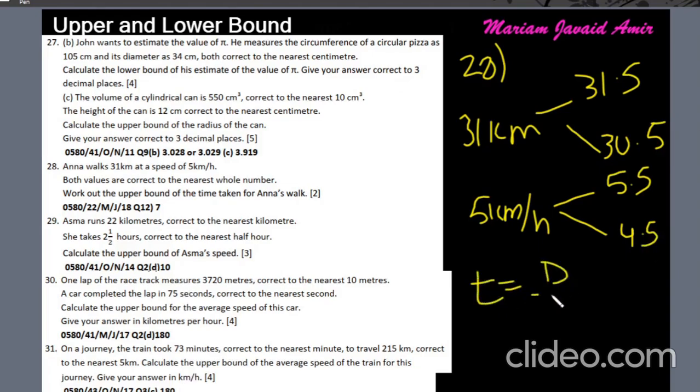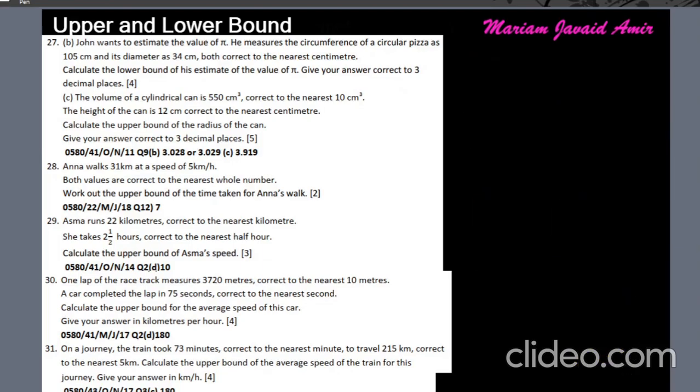Time is distance over speed. So for the upper bound time, we need upper for the numerator and lower for the denominator. So 31.5 over 4.5, which gives us 7. Okay, question number 29.